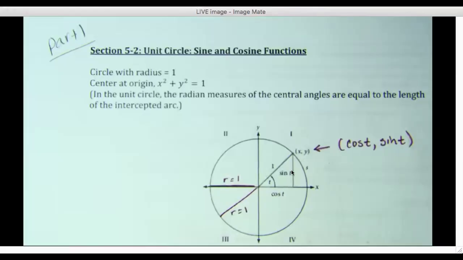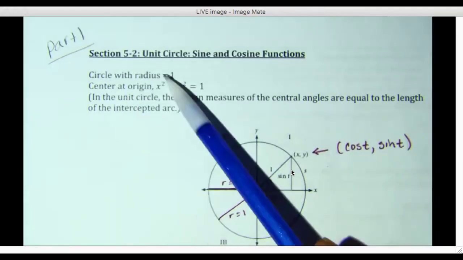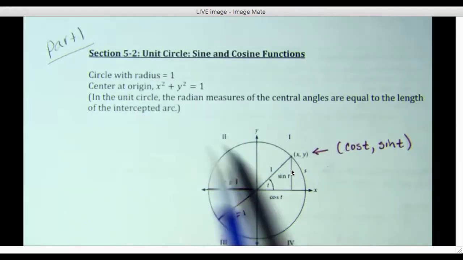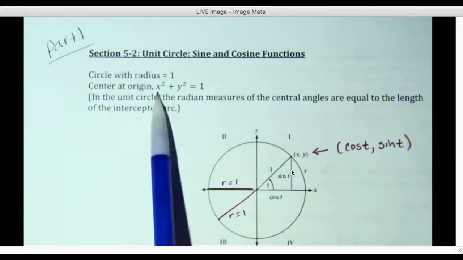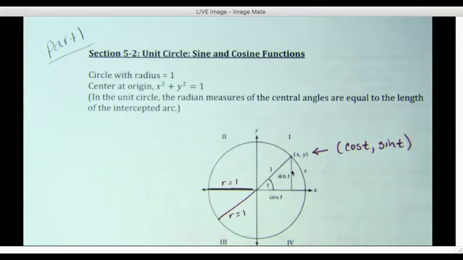All right, so this is section 5.2, and we are going to be looking at the unit circle in this section. A unit circle is just a circle with a radius of 1 unit. The equation for the unit circle is x squared plus y squared equals 1 with a center at the origin. And in the unit circle, we are going to be looking at angles in standard position, so going counterclockwise.